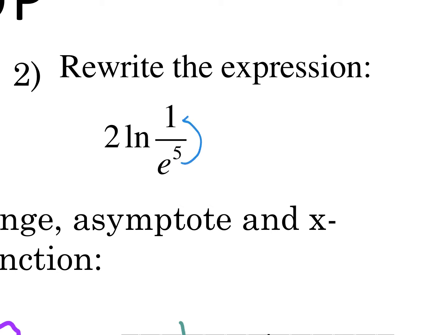What happens when you bring the e to the top? The exponent becomes negative. So I get 2 ln e to the negative 5. Then what? Good. And it's just negative 5. 2 times negative 5 is negative 10.